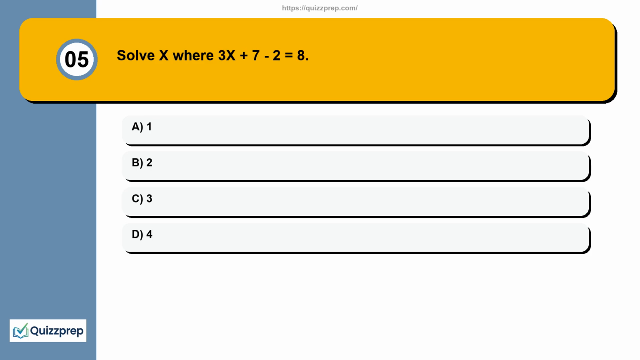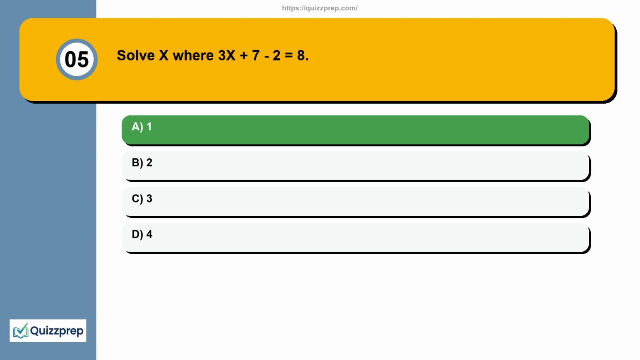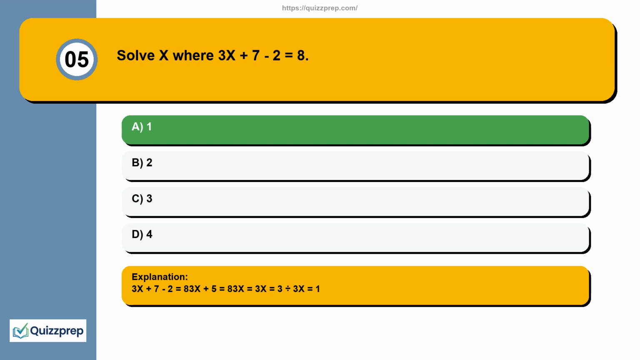Question 5. Solve for X where 3x plus 7 minus 2 equals 8: 1, 2, 3, 4. 3x plus 7 minus 2 equals 8, 3x plus 5 equals 8, 3x equals 3, x equals 3 divided by 3, x equals 1.